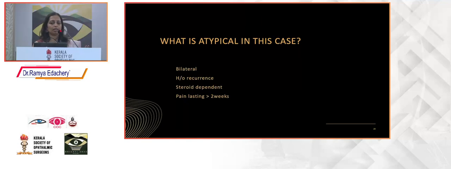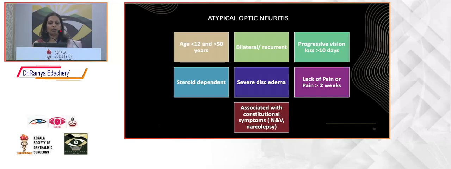So what is atypical in this case? One thing, it is bilateral. There was history of recurrence. And another thing was, whenever he was on steroid, whenever his treatment is reduced, he again gets the symptoms. So there was a steroid dependence and pain was lasting for more than 2 weeks. So atypical optic neuritis, you should suspect when the age is less than 12 and more than 50, if there is bilateral involvement or recurrence, progressive vision loss for more than 10 days, steroid dependence, severe disc edema, lack of pain or pain lasting more than 2 weeks, or associated with constitutional symptoms. That I will come to later.